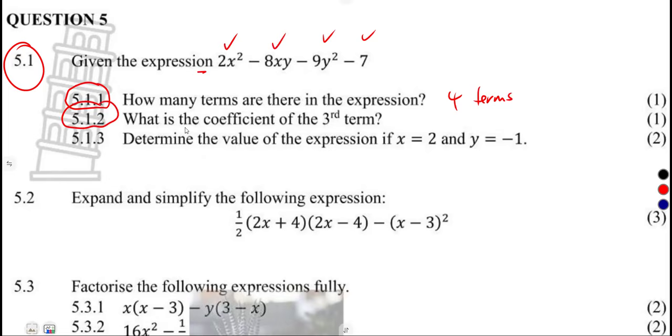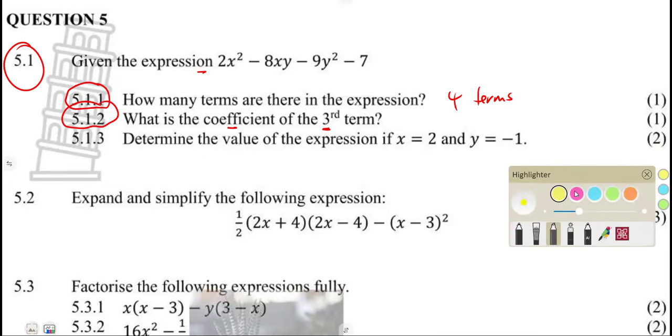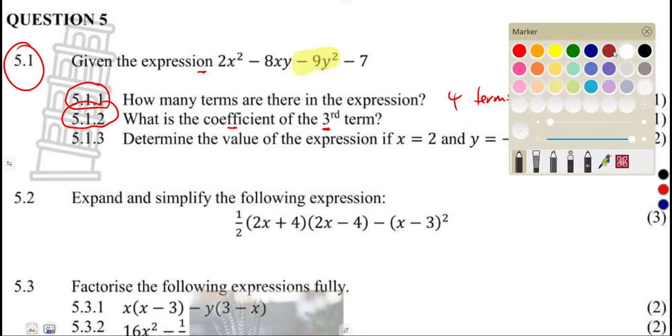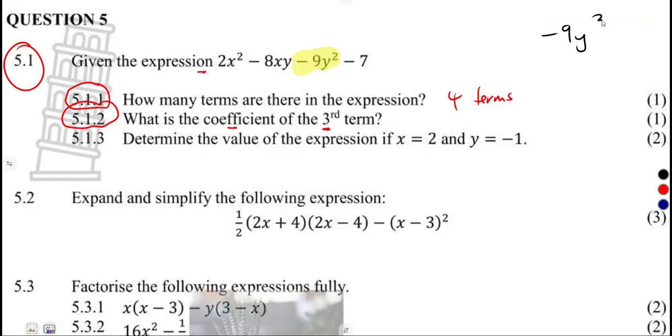And 5.12, what is the coefficient of the third term of these terms as you're counting 1, 2, 3, and so on? What is the third term? 1, 2, 3. The third term is minus 9y squared. This is our third term. What is the coefficient? So the coefficient is the number multiplying that, which is what? A negative 9. All right.